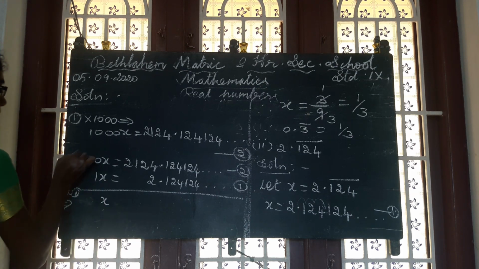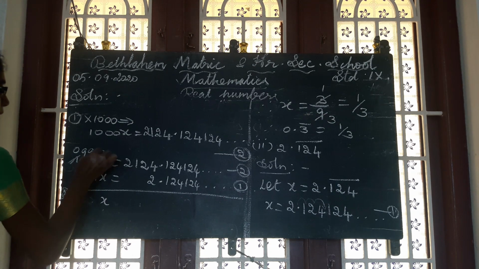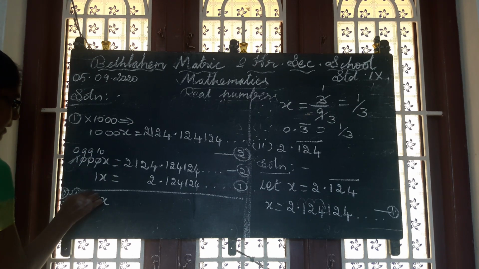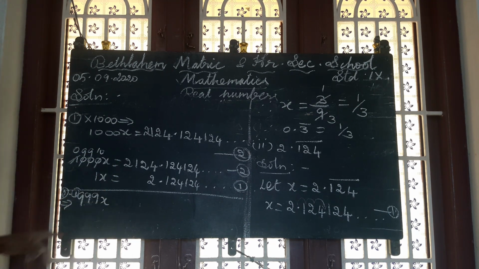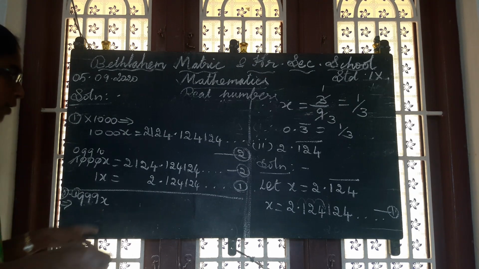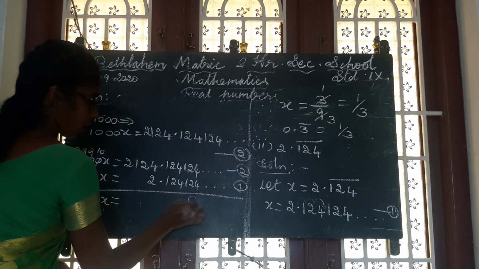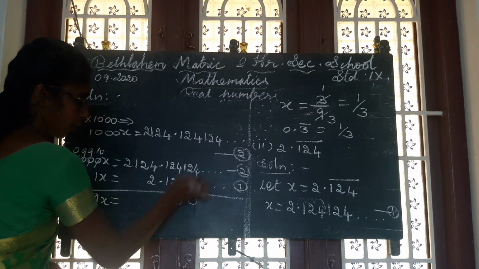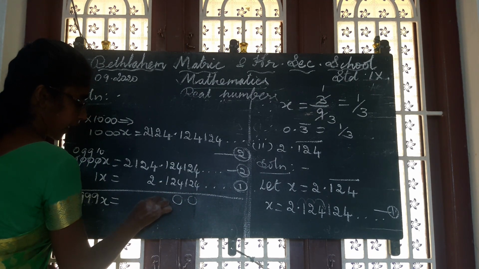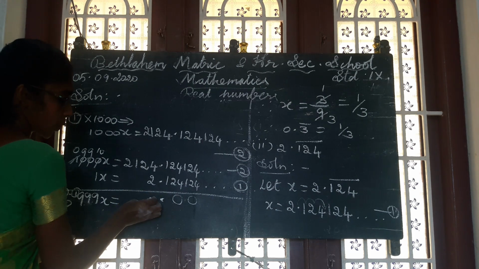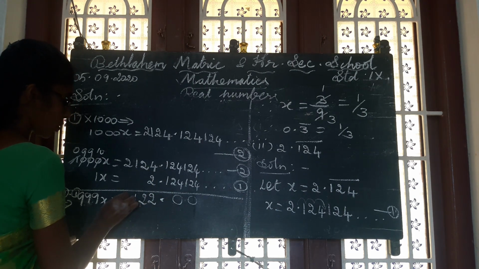X, here 0, next here 9, 10. So 10 minus 1 is 9, next 9, 9. 999x is equal to, here also subtract it. Here this 0 will be get, here also 1, 4 minus 4, here 0 will be get. Next 4 minus 2 is 2, next here 2, 1, 2.